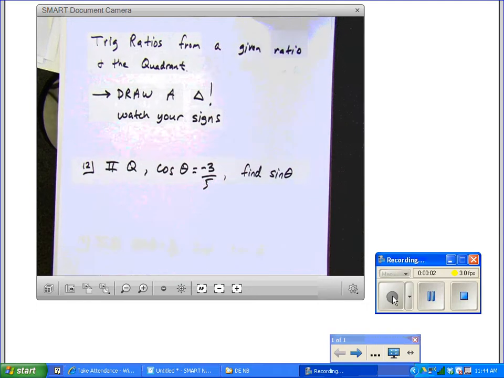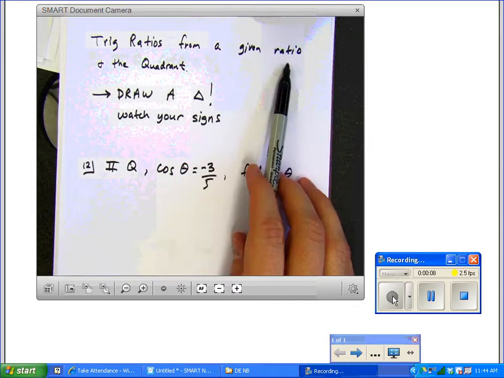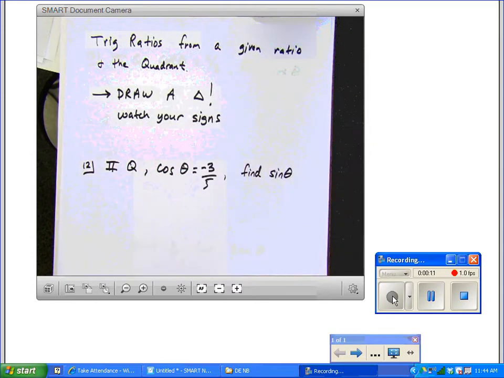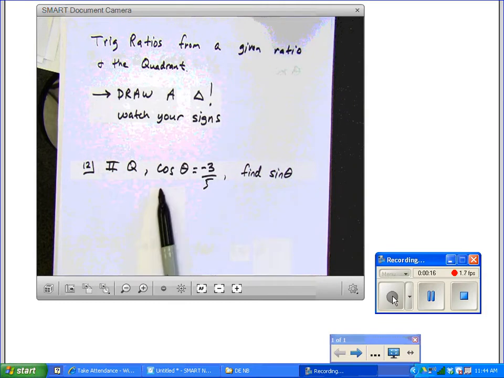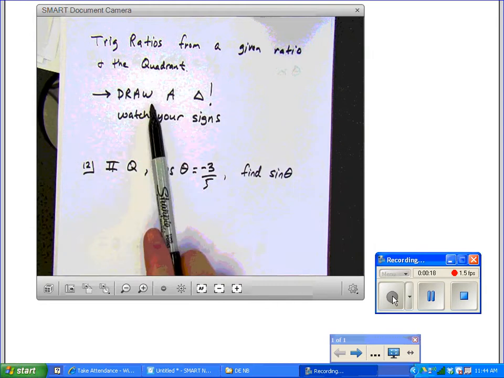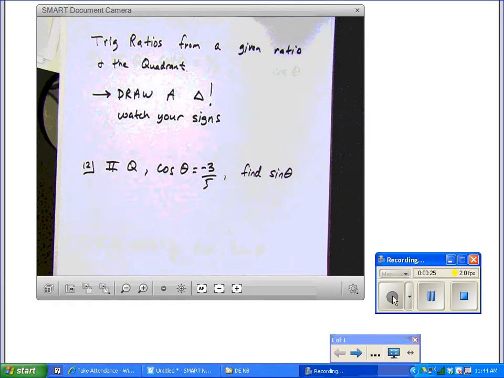Okay, this one's for numbers 12 through 14. On these problems, you were given a trig ratio and what quadrant it fell in, and you were asked to find another trig ratio from that information. So the key there was to draw a triangle on your coordinate plane. I've got a little note here to be sure that you watch your signs because you're going to have some negative values on your triangle.